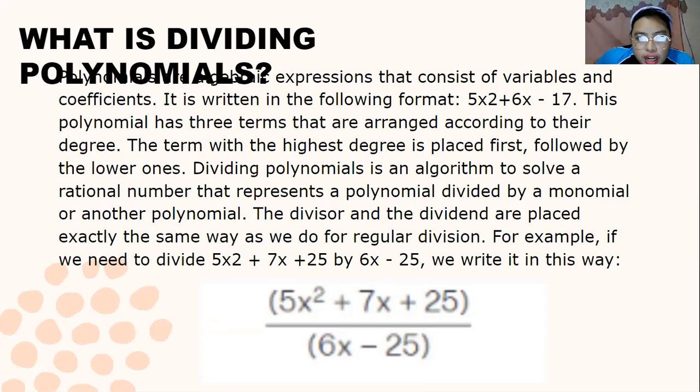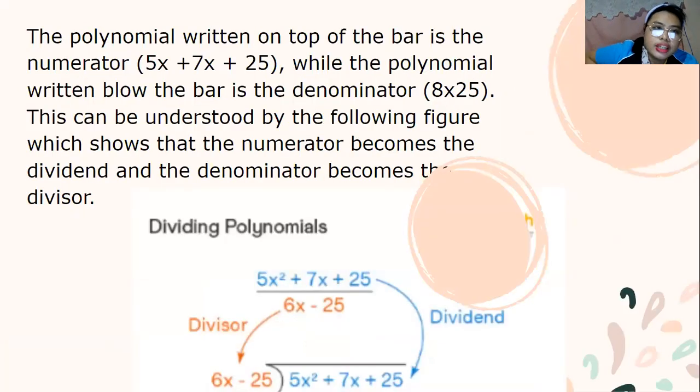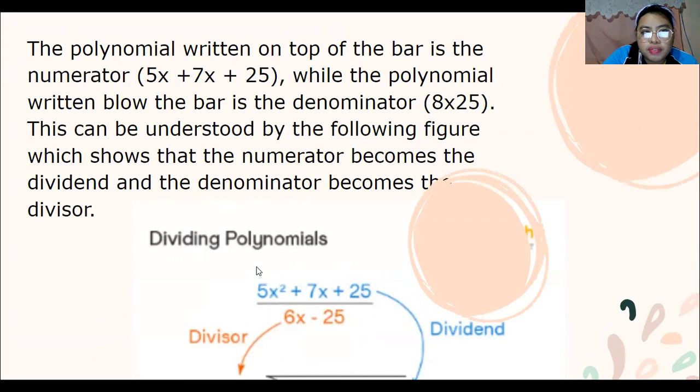So the divisor and the dividend are placed exactly the same way as we do for regular division. For example, if we need to divide 5x squared plus 7x plus 25 by 6x minus 25, we write it in this way. The polynomial written on top of the bar is the numerator, 5x squared plus 7x plus 25, while the polynomial written below the bar is the denominator, 6x minus 25. This can be understood by the following figure, which shows that the numerator becomes the dividend and the denominator becomes the divisor.